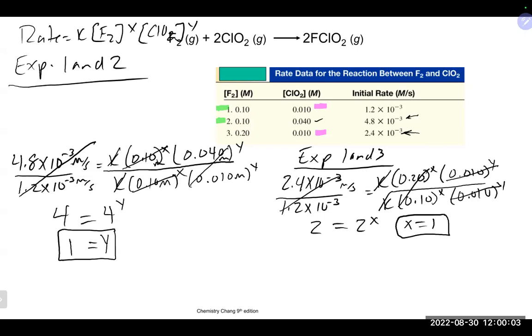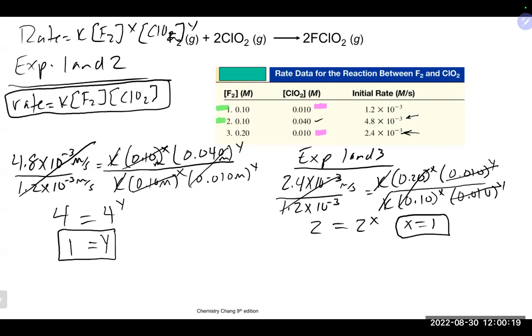Now that we actually have the orders for each of these found experimentally, we could write the correct rate law here, which the rate would equal K times F2 times ClO2. Much like anything else in chemistry, if it is 1, we don't need to put it up on top. So it's assumed obviously to be first order. The overall order in this case would be what? It would be second order. F2 is first order. ClO2 is first order. Gives you a second order reaction overall. Any questions on that so far?